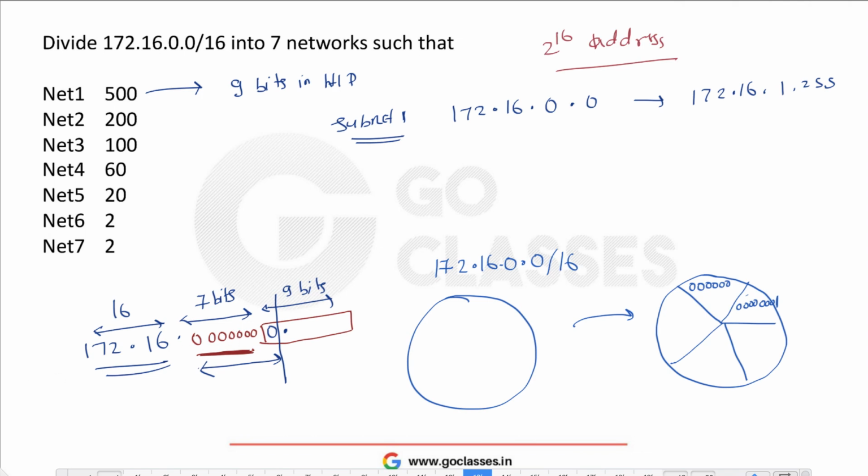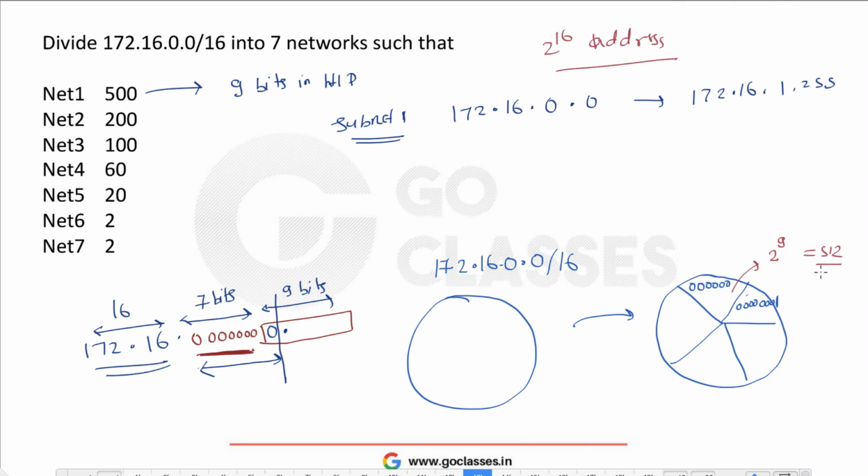Now for the first subnetwork, it is requiring 500 hosts, right? So each of these 2 power 7 networks is having, in fact, 2 power 9, which is 512 addresses, and the first one requires 500. So you can allocate this block easily, right? You are not over-allocating. Yes, I agree that 12 addresses are extra, but only 12.